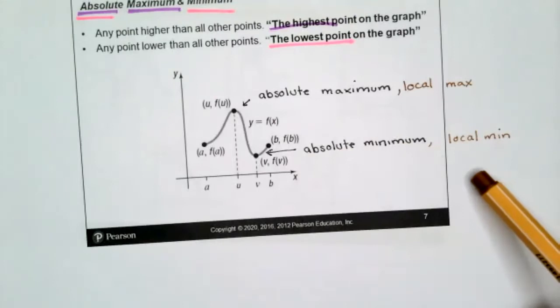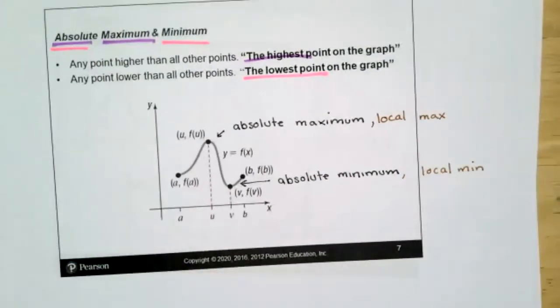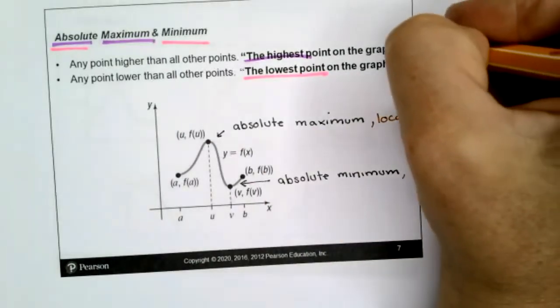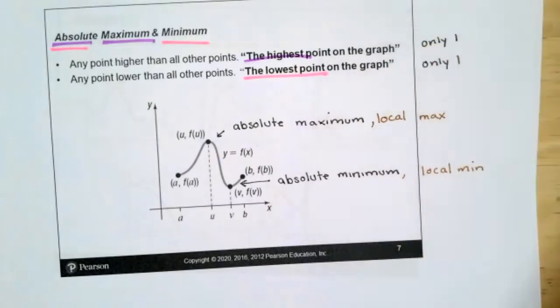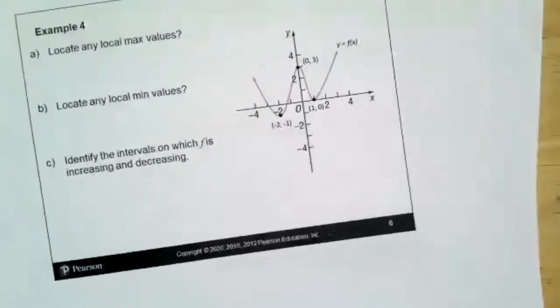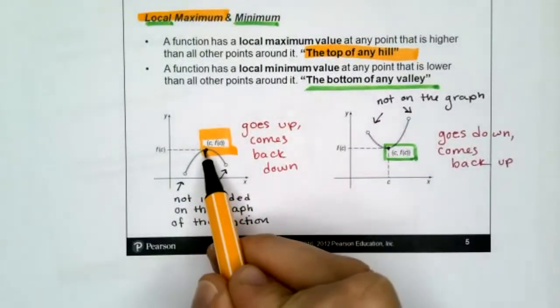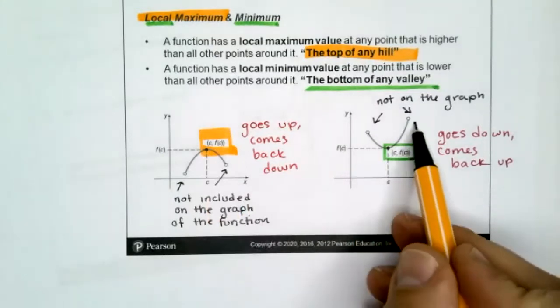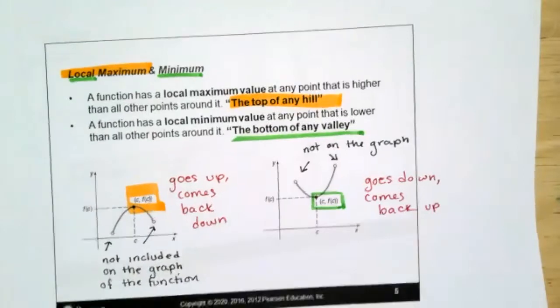Absolute minimum and local minimum, absolute maximum and local maximum. The highest point and the lowest point, there's only going to be one, right? But local max and local minimum are any hills or any valleys. If it goes up and comes back down, that's a local maximum. If it goes down and comes back up, that's a local minimum. Not if it's a hollowed out one, though. Only if it's colored in.